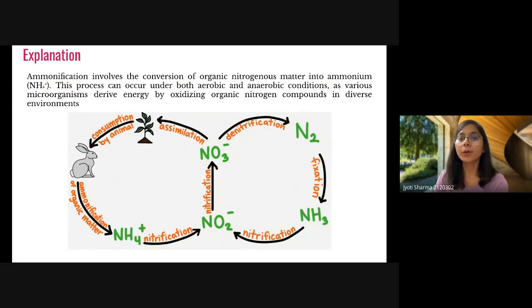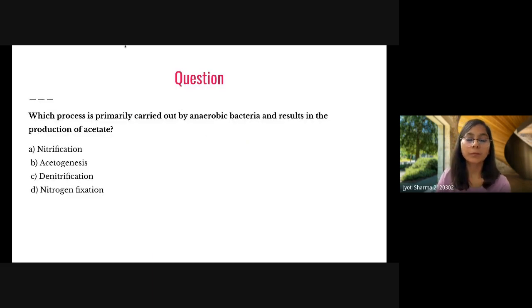Okay, so coming to the next question, which process is primarily carried out by anaerobic bacteria and results in the production of acetate? And we have four options here: nitrification, acetogenesis, denitrification, and the fourth option is nitrogen fixation.